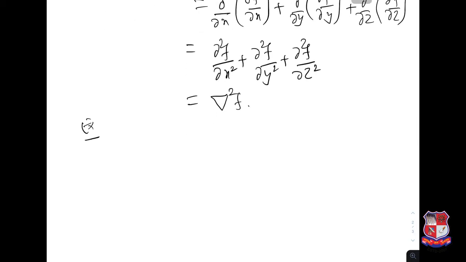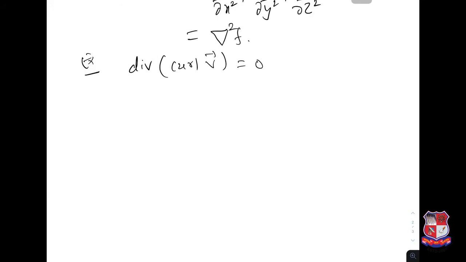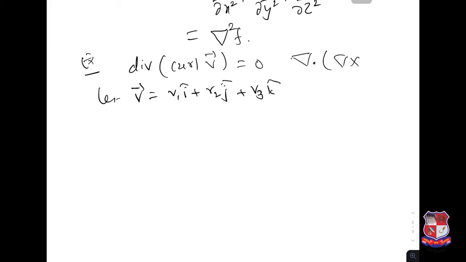Next example, let us prove that divergence of curl of any vector, say v, is 0. So let v vector be v1 i plus v2 j plus v3 k. In symbols you write it like this: del dot del cross v is 0.